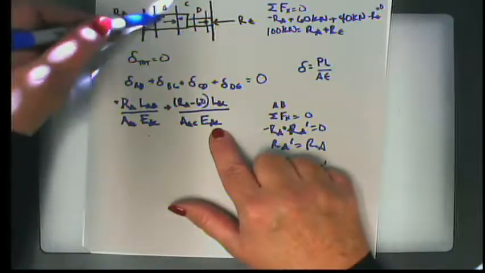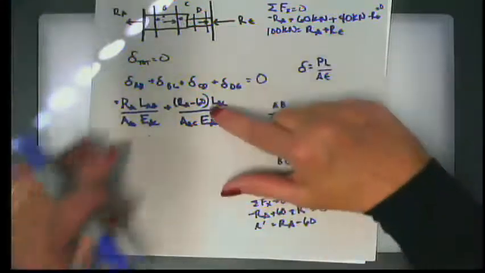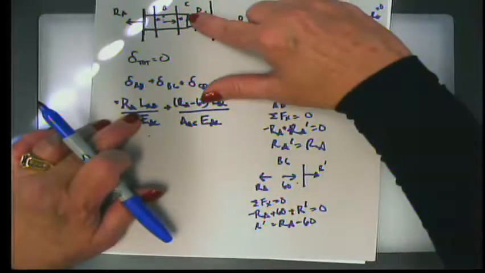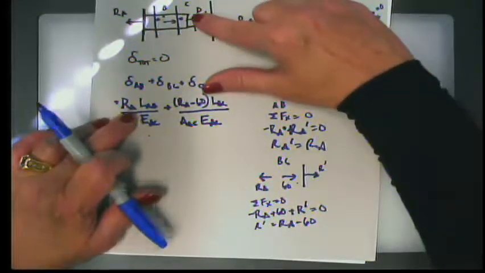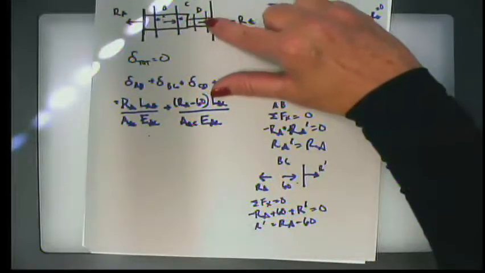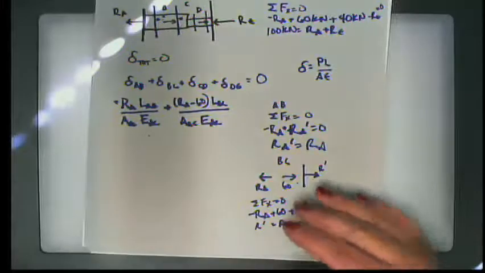So now I have my deflection of the entire rod A to C. Once I compute R sub A, I can then compute the deflection of C. In other words, this point C is going to move over, I think, to the right, and this part is going to shrink by that corresponding amount. So these first two terms are going to get the second part of the equation, but I have to find out what R sub A is first.